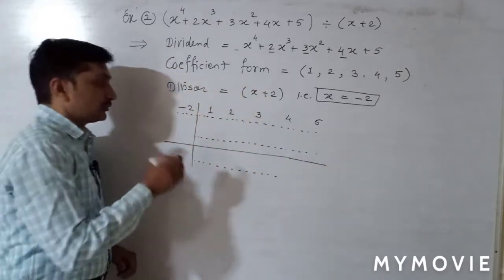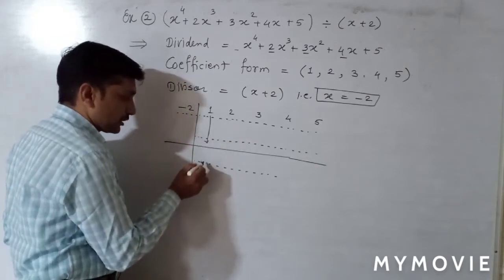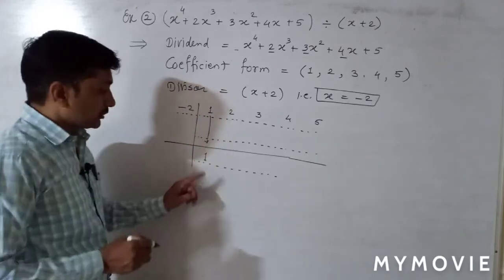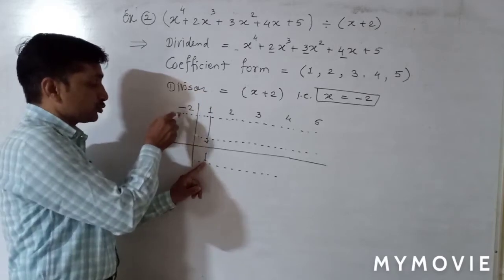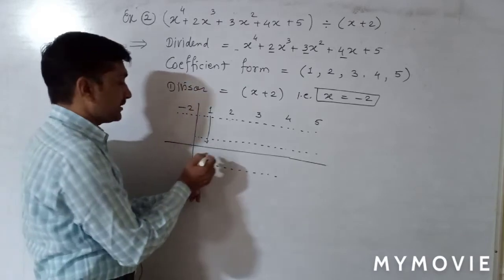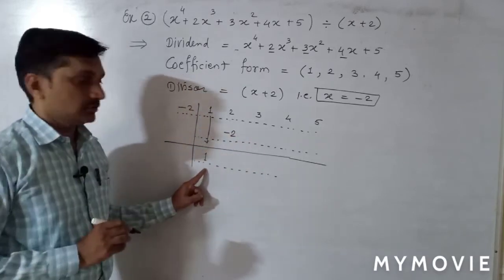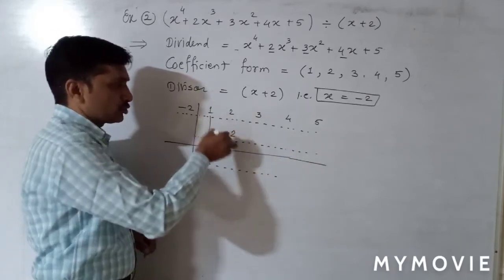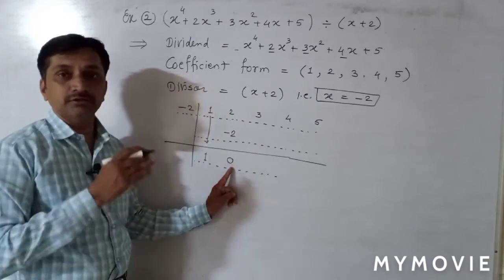Okay. Now next, write the first coefficient as it is in the third row, down. First coefficient as it is. Now this 1 is the coefficient, and here the divisor is minus 2. Multiply them. Product: minus 2 multiplied by 1 is minus 2. We have to write this product here in the second row. Here the addition or subtraction rule: 2 minus 2 is 0. Write 0 in the third row.